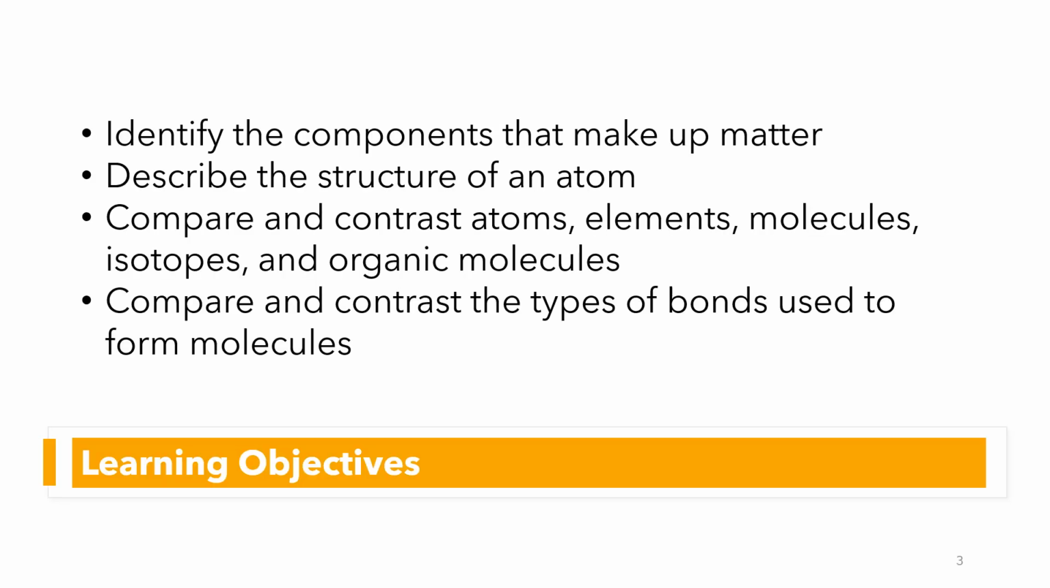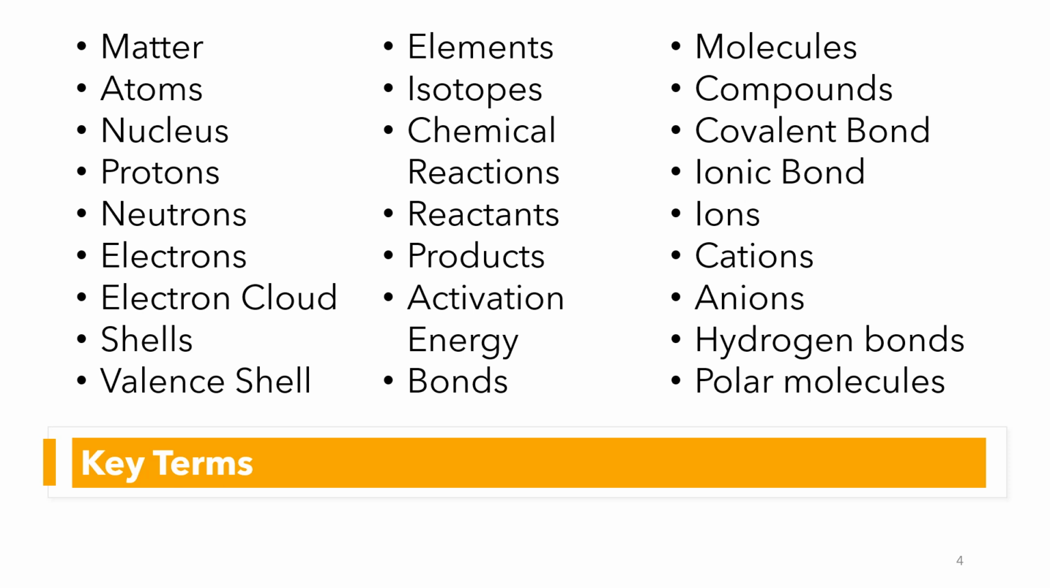So this is things like identifying the components that make up a matter and the structure of atoms, what's an element and a molecule and an isotope, and then the different types of bonds that can form. Here's a bunch of the key terms.